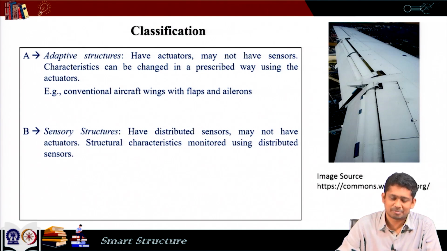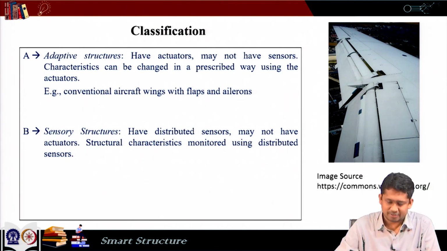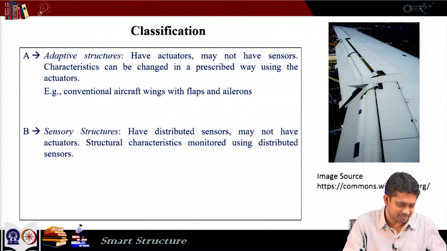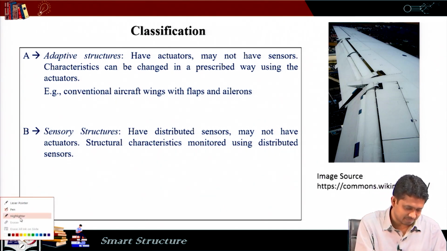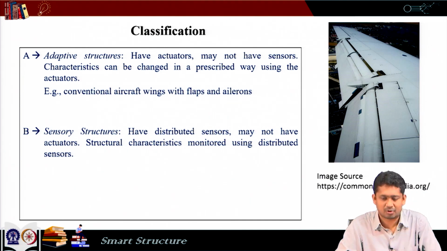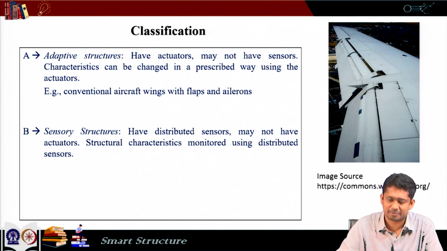Now, here we look into some of the terminologies. We can find it in the book of Chopra and Sirohi. So, there is something called adaptive structures. Adaptive structures have actuators and may not have sensors, and these actuators are used to change the characteristics of a structure in a prescribed way. For example, we can see an aircraft wing here, it has several control surfaces. Now, the pilot gives command and accordingly the control surfaces activate, and based on their action the lift, rolling motion and many parameters can be changed.